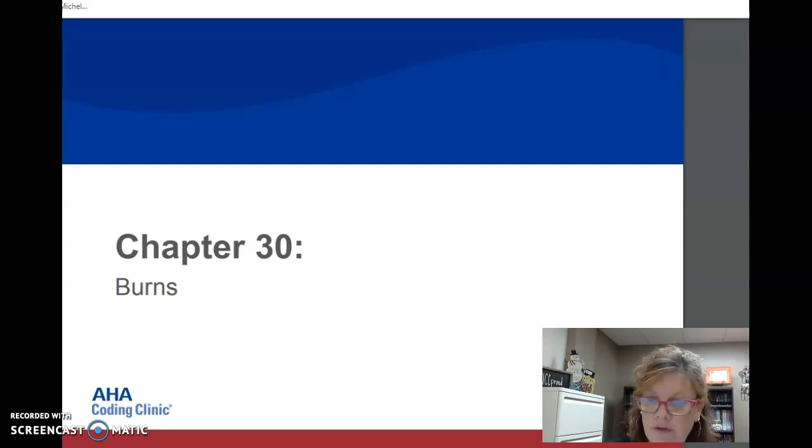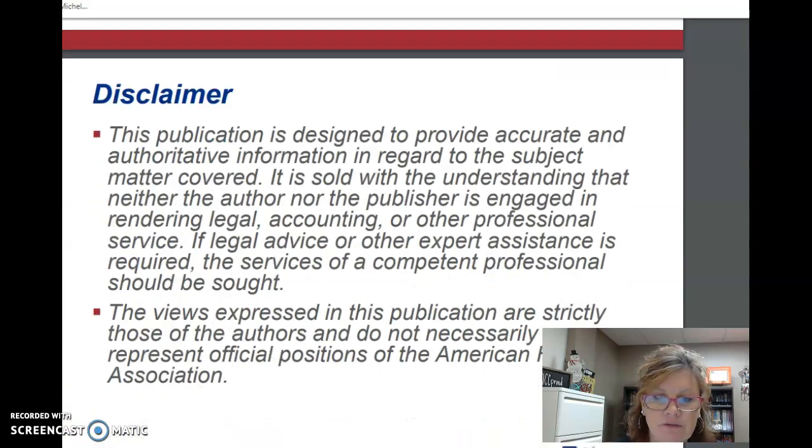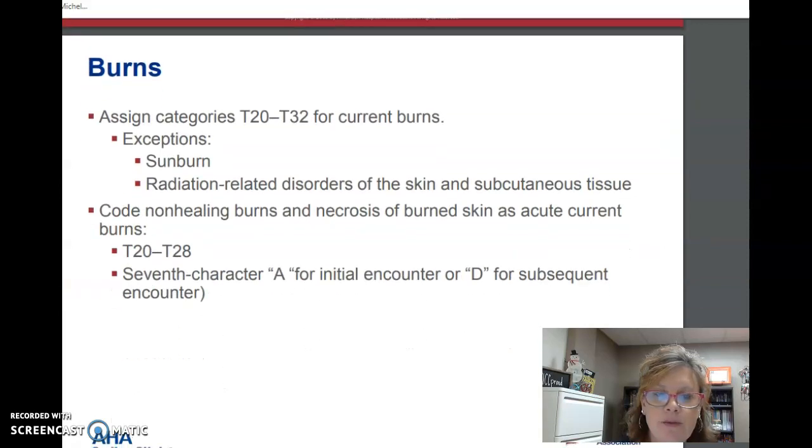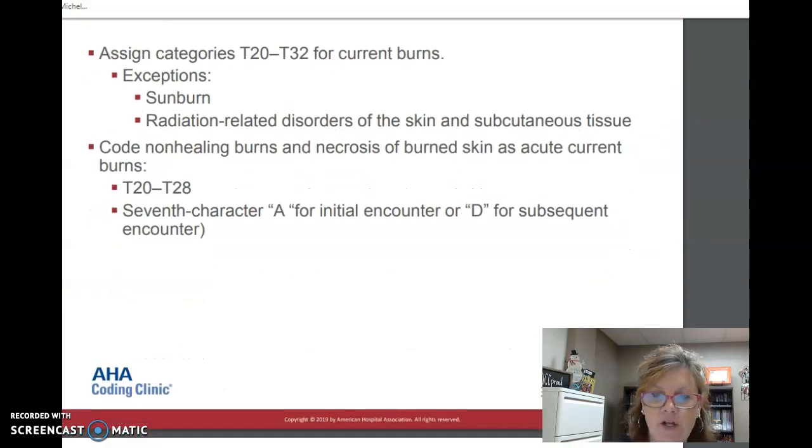Welcome to Chapter 30. We're going to go over the burns section. Okay, so with the burns, we are looking at the T codes again. With the burns, there's exceptions to sunburns. We're talking about non-healing burns, necrosis of burned skin.